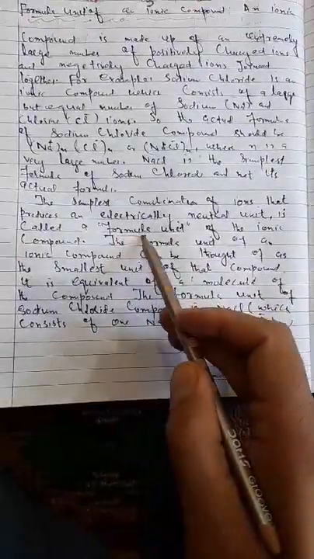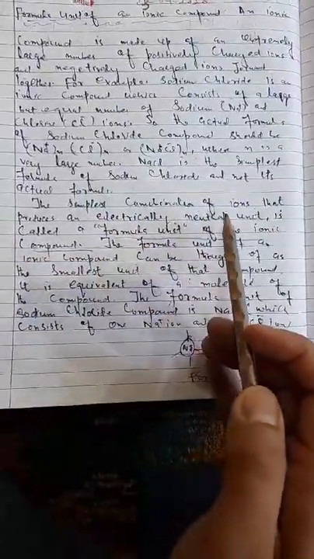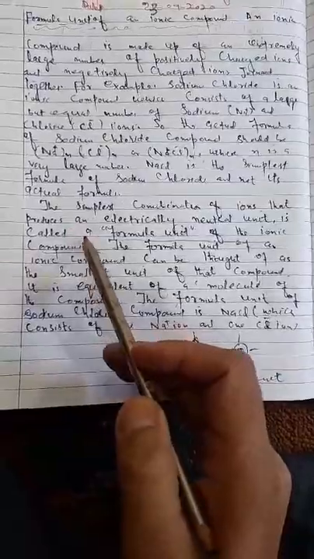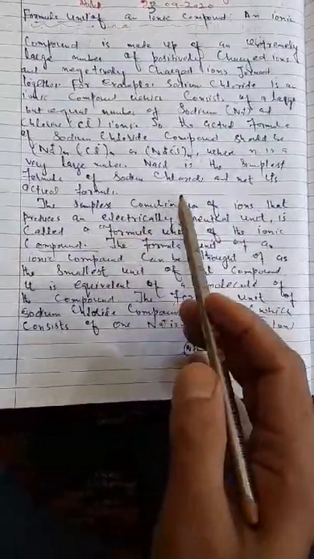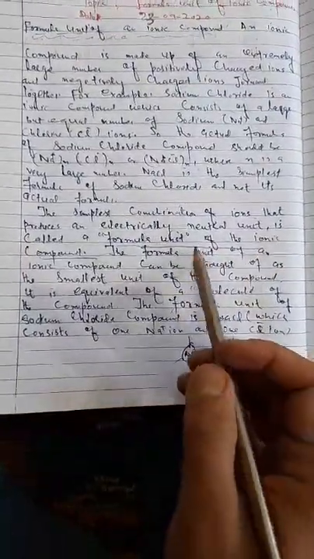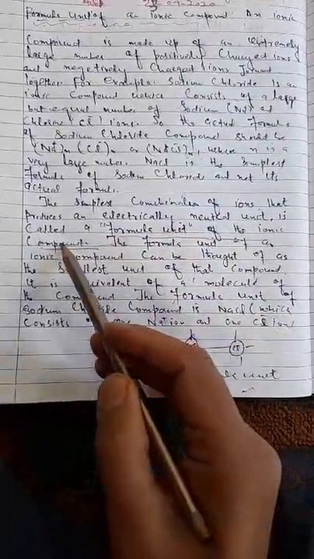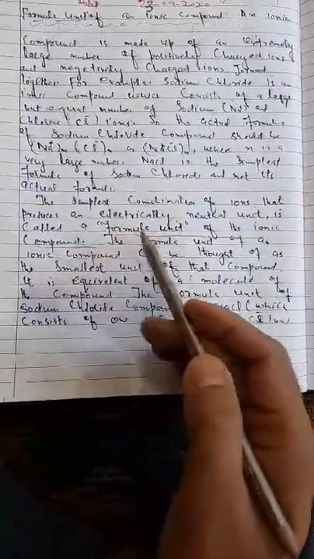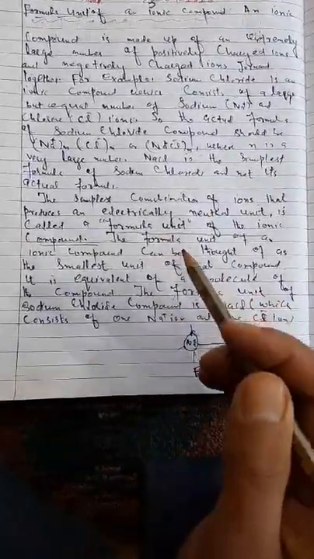This is a topic: the simplest combination of ions, positive and negative ions, that produces an electrically neutral unit. Na positive and Cl negative make an electrically neutral unit. The unit that is produced is called the formula unit of an ionic compound. So for ionic compounds like NaCl, the formula unit is the simplest combination of ions that produces an electrically neutral unit.